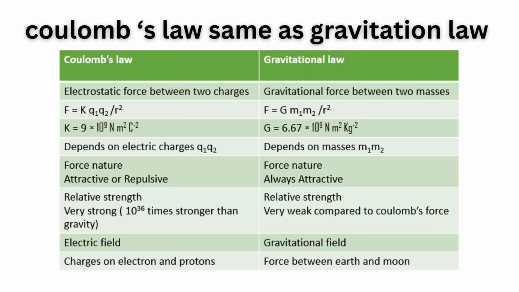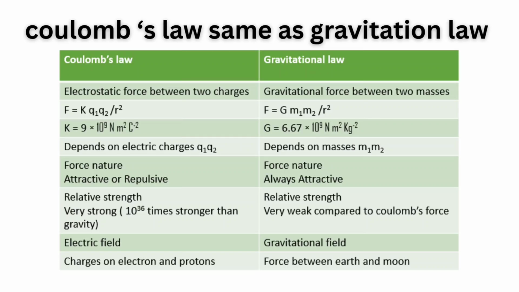Let's look at the formulas side by side. Coulomb's law: F is equal to K Q1 Q2 divided by R square, where Q1 and Q2 are charges and K is the Coulomb constant. Next, gravitational law: F is equal to G m1 m2 divided by R square, where m1 and m2 are masses and G is the gravitational constant. Coulomb's law is the electrostatic force between two charges. Gravitational law is the gravitational force between two masses.